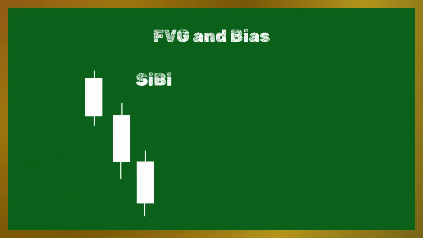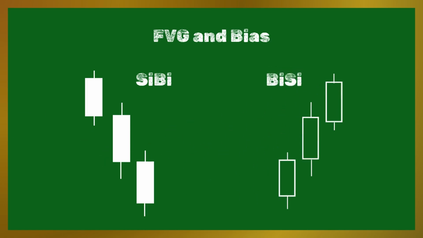Fair value gaps come in two sides. We have one that's called CB, sell side imbalance, buy side inefficiency. And then we have the BC, the buy side imbalance and sell side inefficiency. These are basically the bearish and the bullish fair value gaps that we have in the forex market. Now, we are going to look into some examples of it and let us see how we can trade the fair value gap.